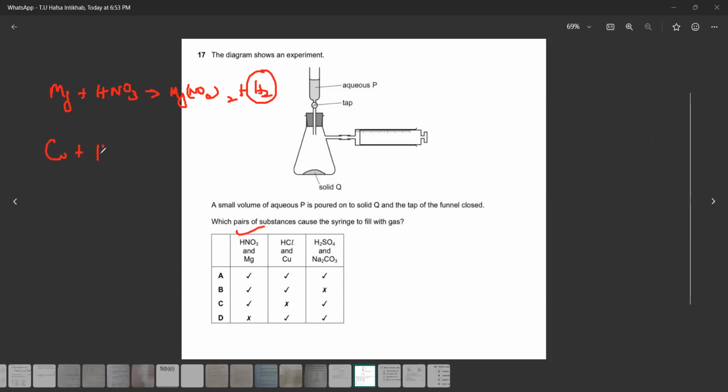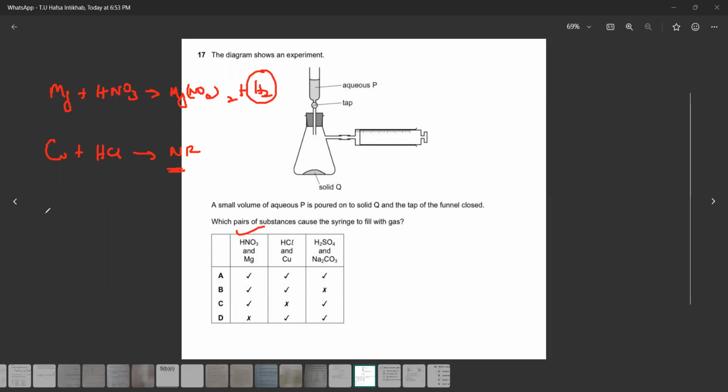Copper plus hydrochloric acid. There will be no reaction. Why? Because copper does not react. Hydrochloric acid and copper won't react. So there will be no reaction. And those who want to participate can also use the chat to answer.